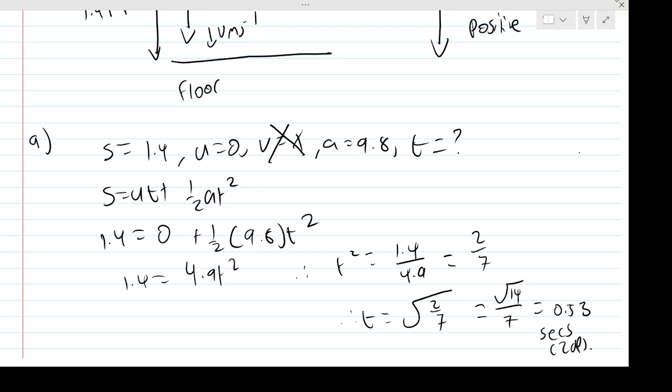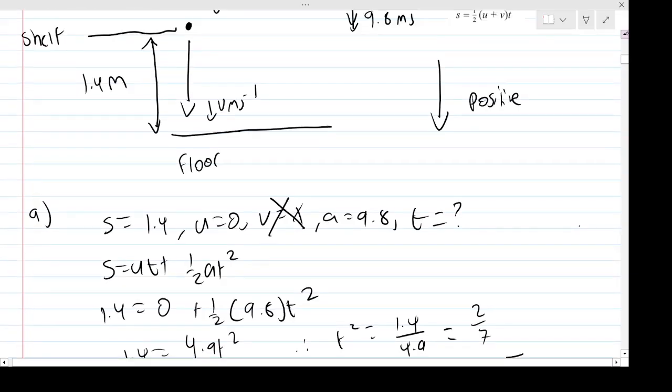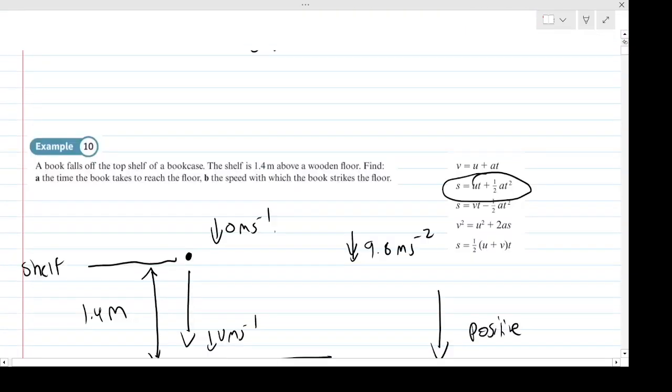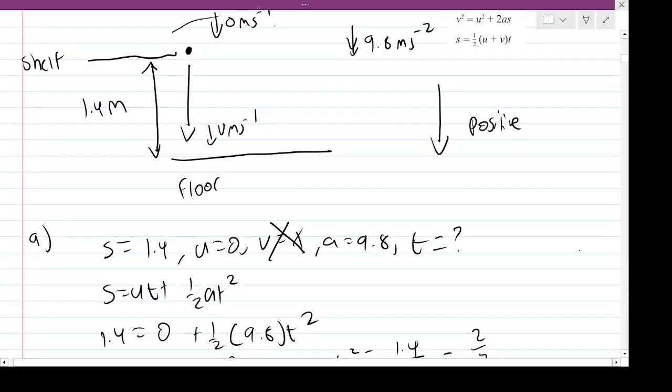So that's the time it takes from when it leaves the shelf to when it hits the floor. So the time it takes dropping down. Okay, then part B, the speed when the ball strikes the floor. Again, it starts from rest and then hits the floor with some speed v, okay? So when the ball drops down to the floor, it reaches it with a speed v. So what is that speed?